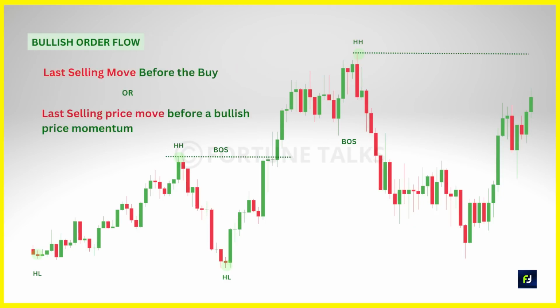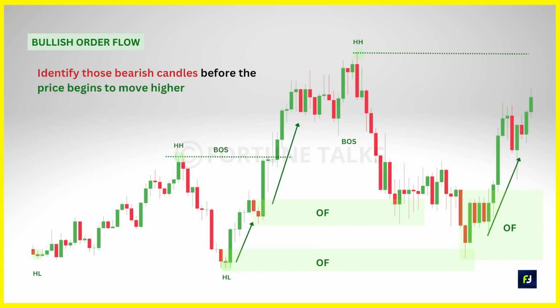So a bullish order flow is represented by the last selling price before the bullish price momentum. Or in simple terms, the last selling move before the buy is called the bullish order flow. Therefore, all you have to do is identify the bearish candles before the price begins to move higher. This is how we spot bullish order flows in the charts.